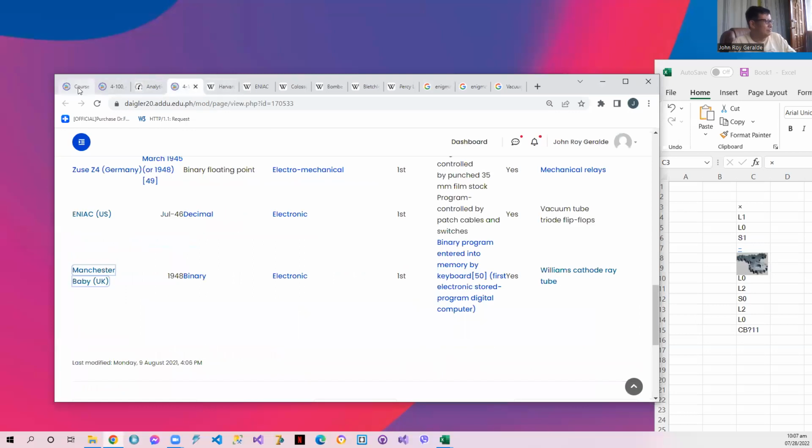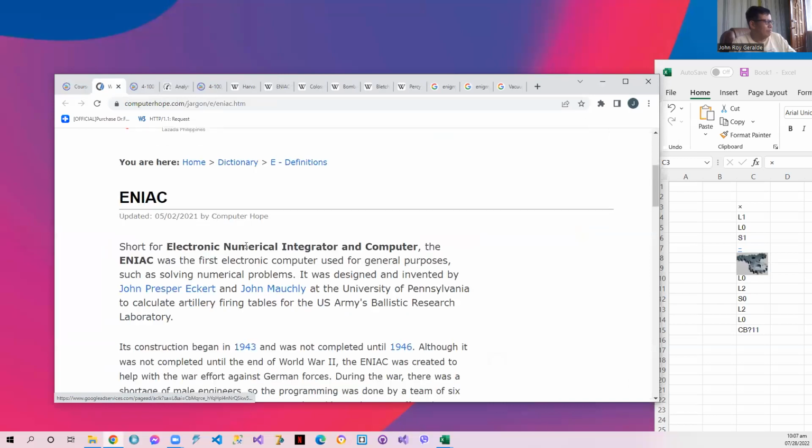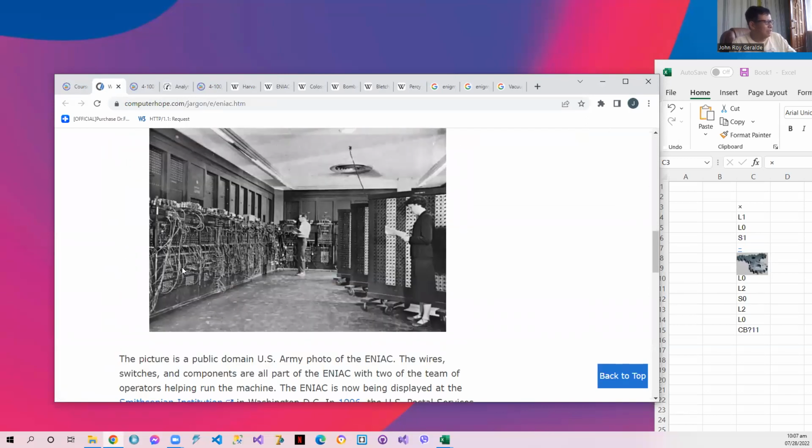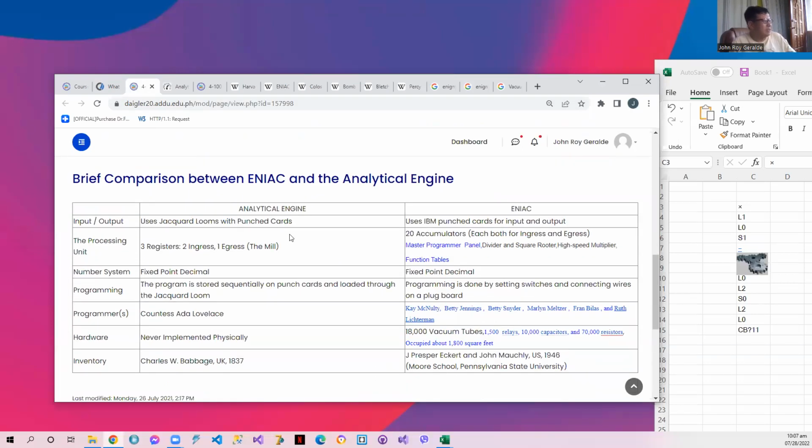Where is the ENIAC? If this were ENIAC, this is the CPU. These are the plug boards used to write the programs to run on it. Here's a simple comparison to show the evolution between ENIAC and the analytical engine. For input and output, the analytical engine uses Jacquard looms with punch cards. ENIAC uses IBM punch cards for input and output, with a card reader and card puncher.